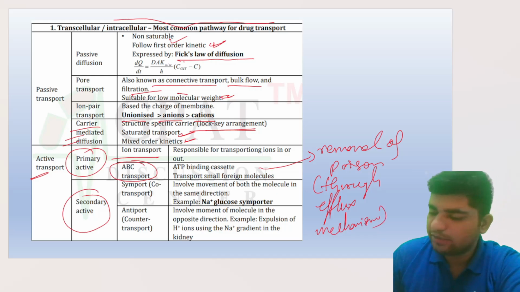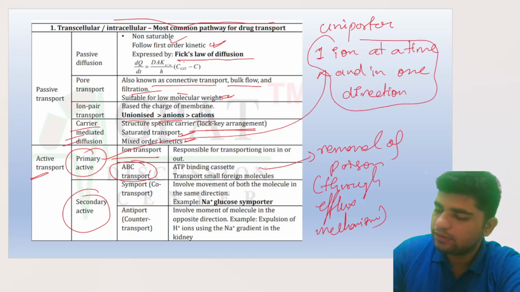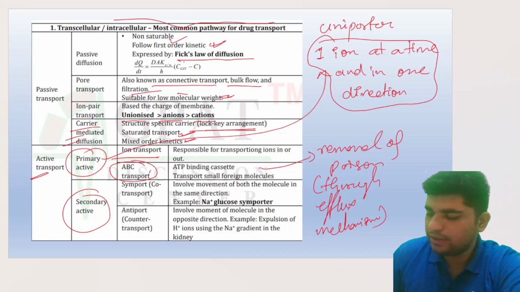All right. Ion transport. See what is happening over here in the primary active. It is unipolar in nature, that is, it allows one ion at a time and in one direction. All right. Unipolar.